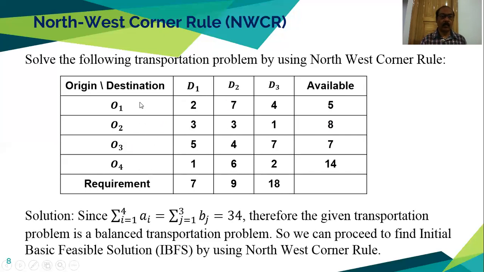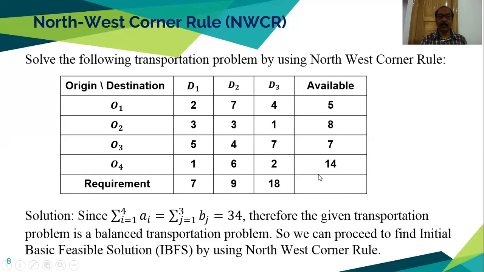Here are the 3 origins, or the sources. These are the destinations, these 3, and these are the origins. The requirement at the first destination is 7, that means this is the demand. Destination 2 demand is 9, destination 3 demand is 18. Demand is also the requirement. Whatever data is given in the example, we have to consider that. Now the total available at the origins is 14. This is the given problem.